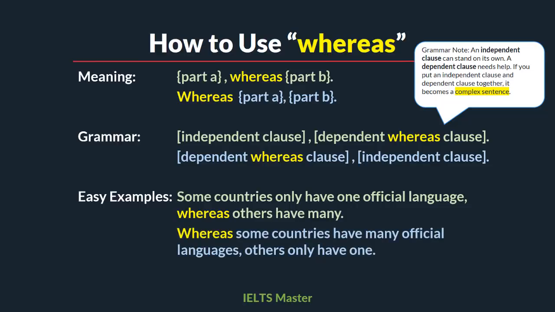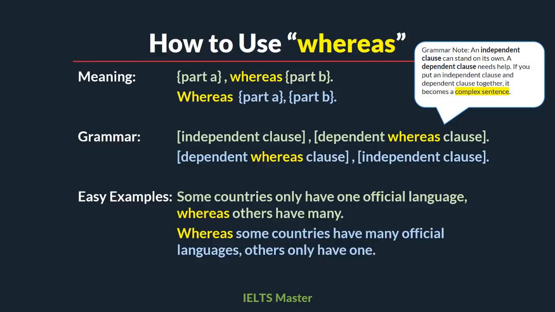Another easy example. Whereas some countries have many official languages, comma, others only have one. This is the exact same sentence. We're just restructuring it. We're changing the structure of it to use it in a different way. Both of these are perfectly acceptable. Both are complex structures, and both are excellent for your IELTS speaking and your IELTS writing.